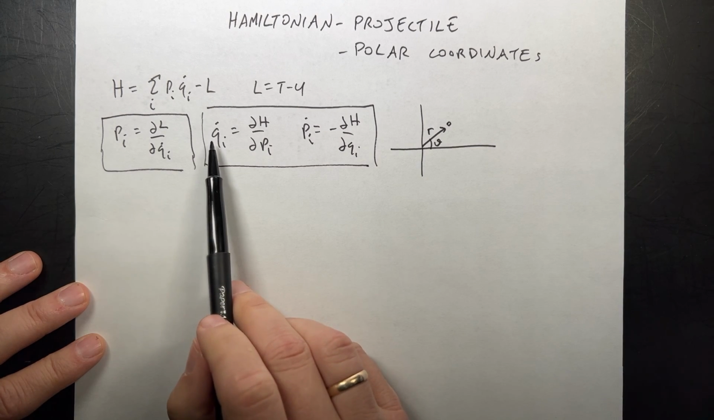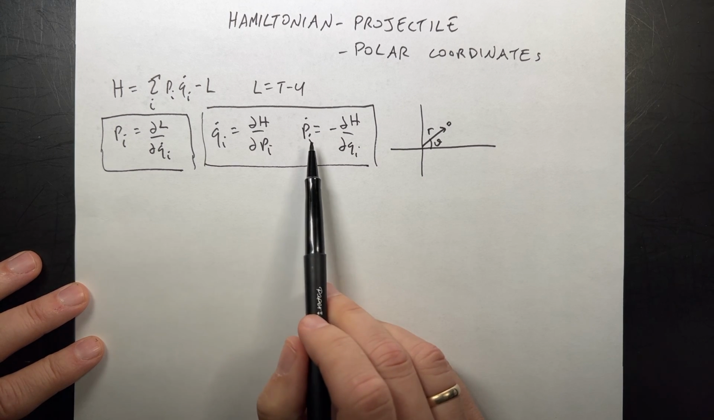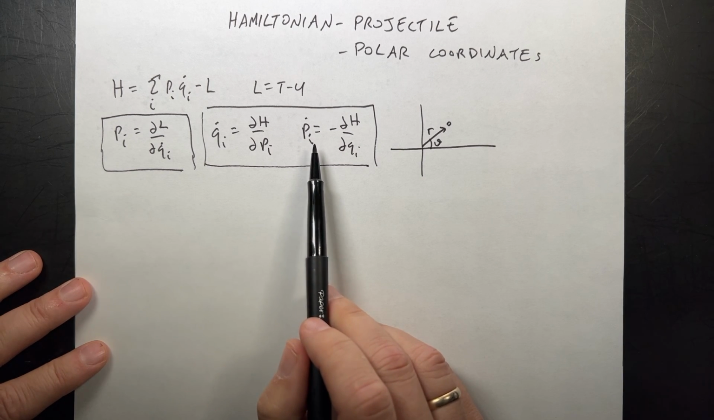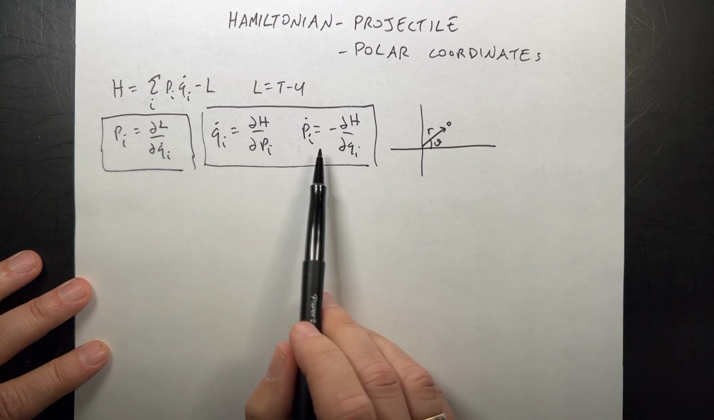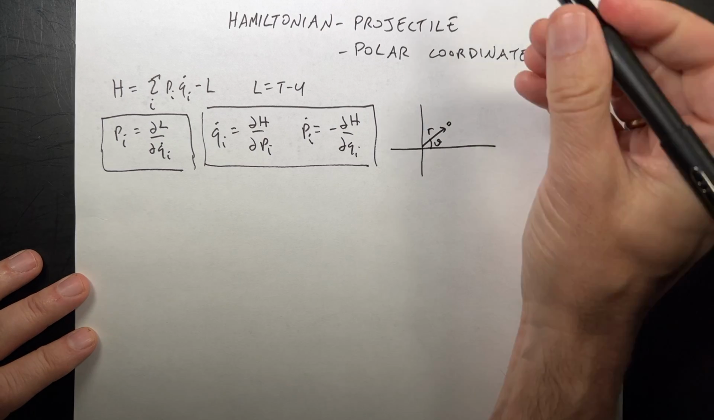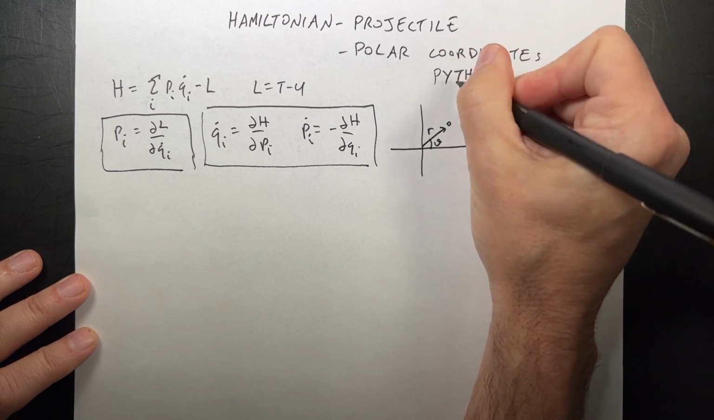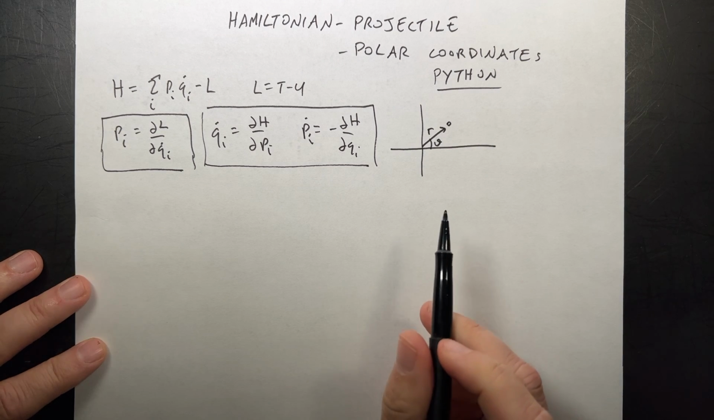And so we can find an expression for qi dot, which would be r dot and theta dot, and pi dot, which would be pr dot and p theta dot. We're going to get 4 differential equations. And then we're going to solve it with Python. So should I add Python in here too? This is going to be everything. Everything, everywhere, Python all at once.